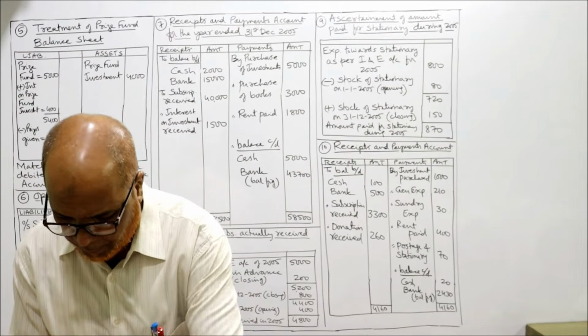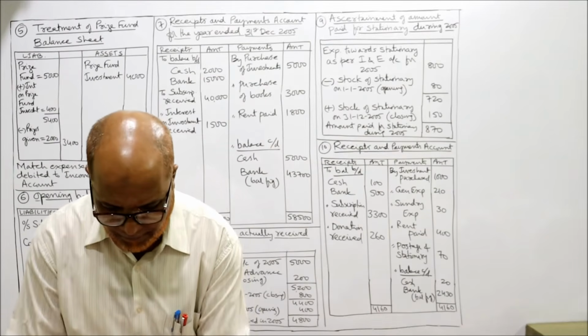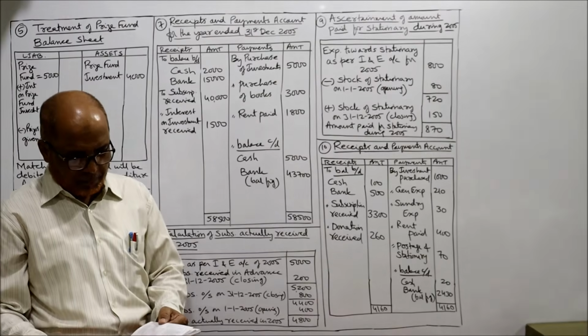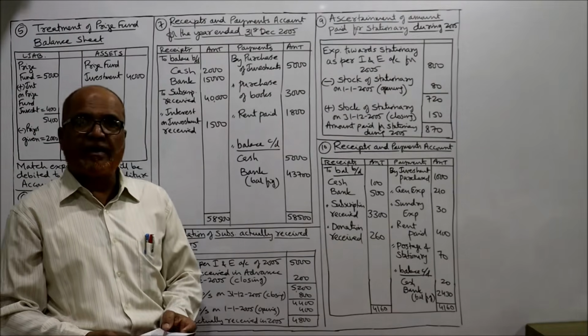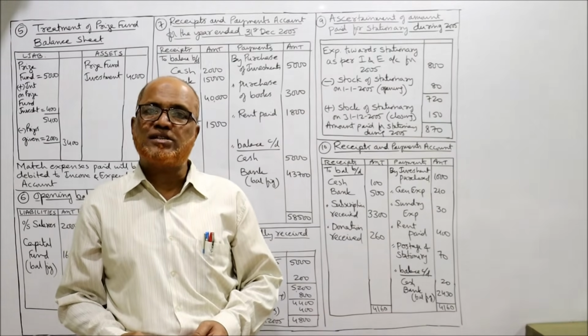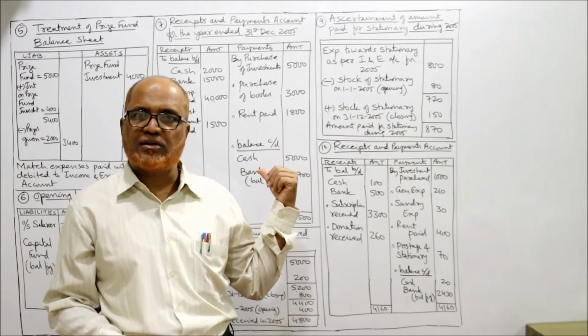Now see the 10th problem. Problem number 10, you see. From the following particulars, prepare the receipts and payments account. So we are required to make the receipts and payments account, the cash book. Just now we have prepared one problem.